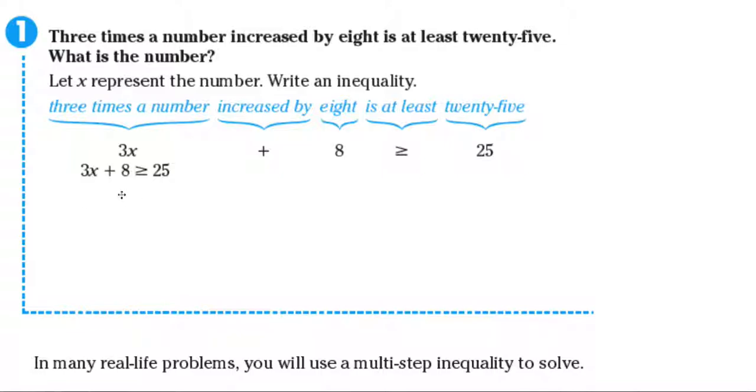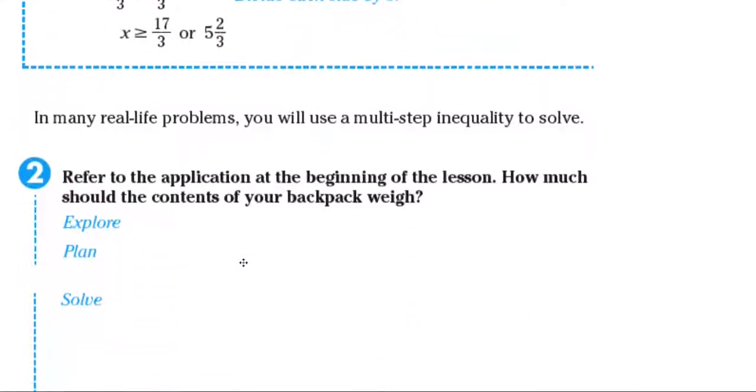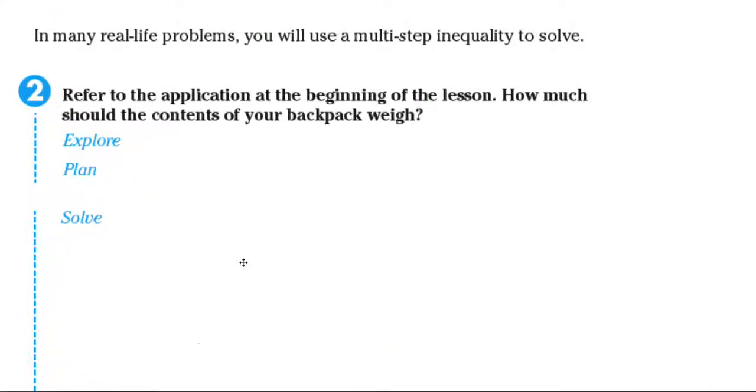We need to undo addition by subtracting 8 from both sides, and we end up with 3x is greater than or equal to 17, and then we need to undo multiplication by dividing both sides by 3. Again, we're dividing by a positive number, so our inequality does not reverse. You end up with x is greater than or equal to 17 over 3, or 5 and 2/3. In many real-life problems you will use a multi-step inequality to solve, and this is now our backpack problem.